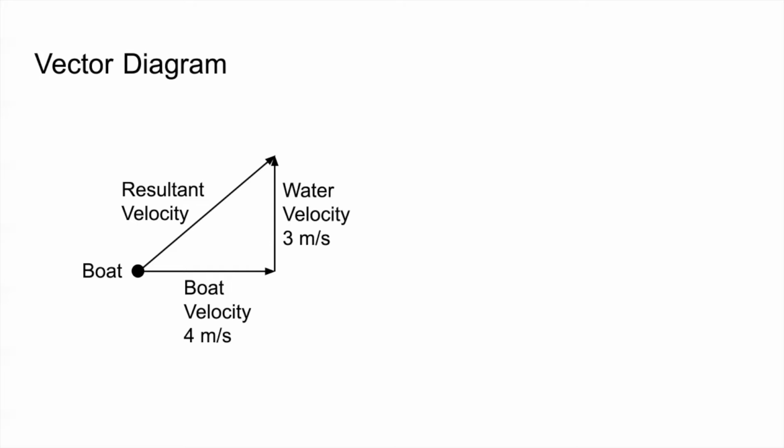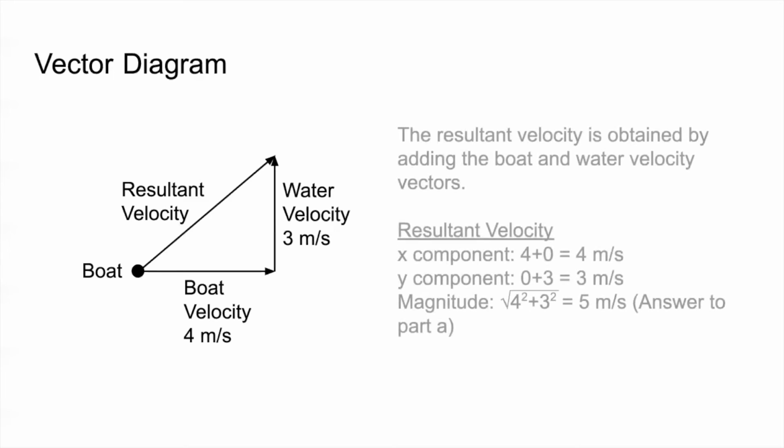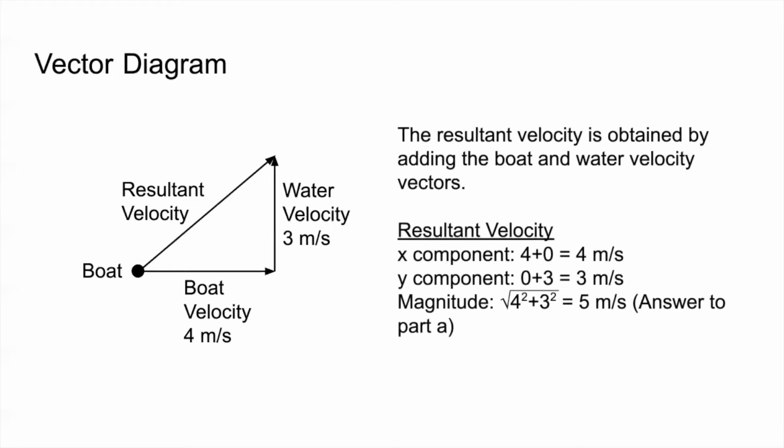And the resultant velocity is obtained by adding the boat and water velocity vectors. So it has an x component of 4 meters per second, a y component of 3 meters per second, and a magnitude of root 4 squared plus 3 squared, which is 5 meters per second. And that is the answer to part A.